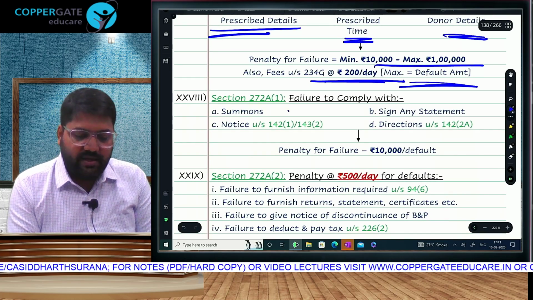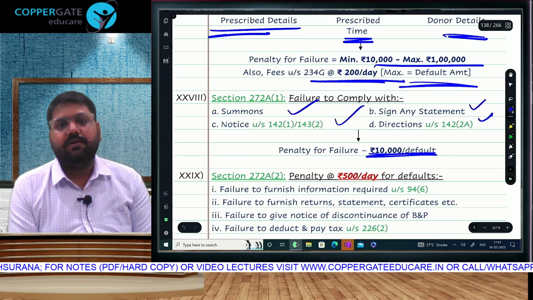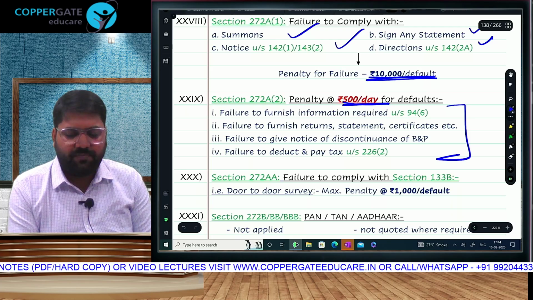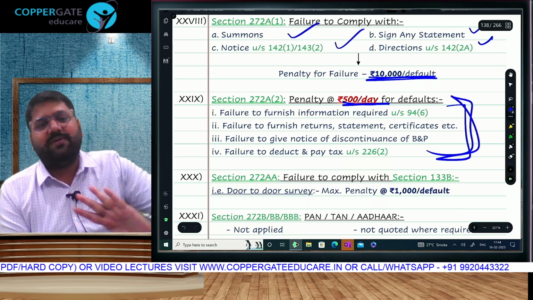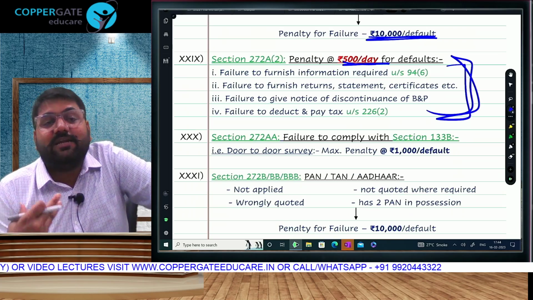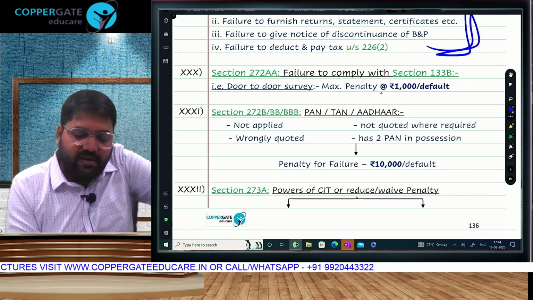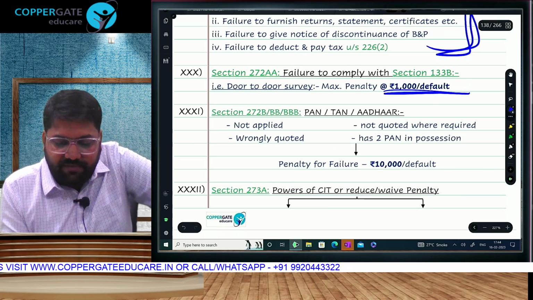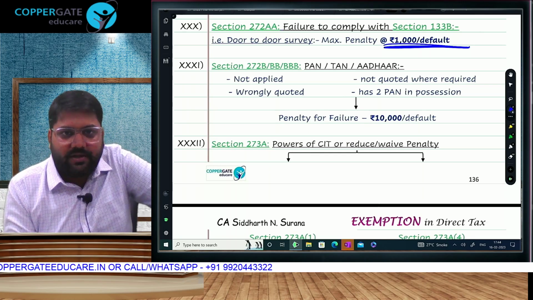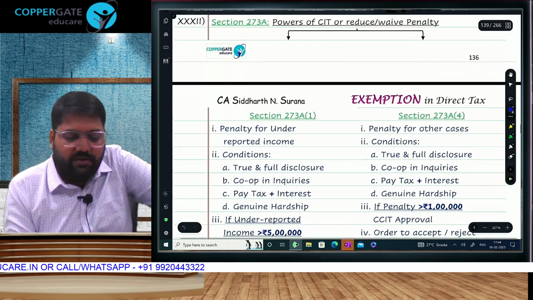Next, failure to comply with summons or these notices or sign any statement, 10,000 rupees per default. Then this 100 rupees per day has been amended to 500 rupees per day. This is not very important, but there is an amendment. Late return of political party, charitable trust, electoral trust, all that. Certain association institution. Failure to comply with door-to-door survey, 1000 rupees per default ka penalty is going to get attracted. For PAN or TAN related, Aadhaar related default, 1000 rupees per default ka penalty.